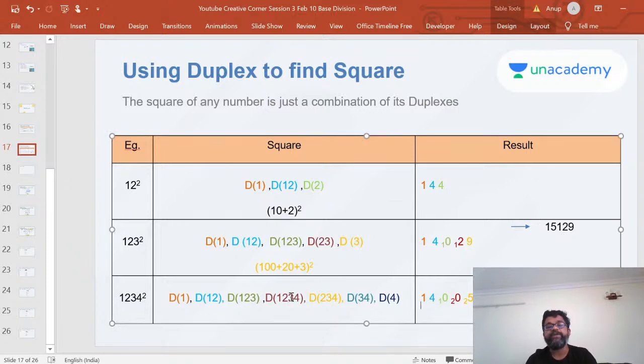Okay, see, you're able to get even a four digit number's square. You're able to get it very instantly.